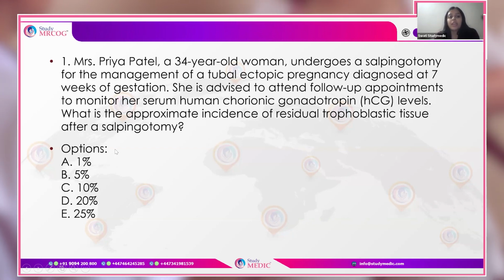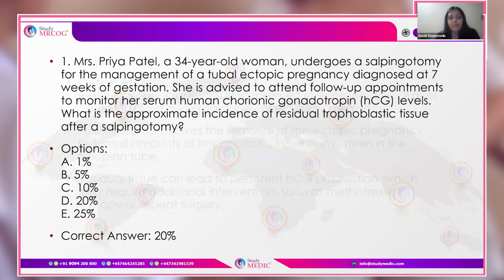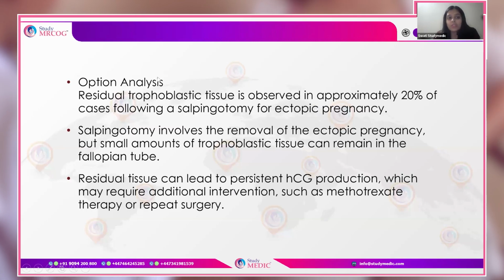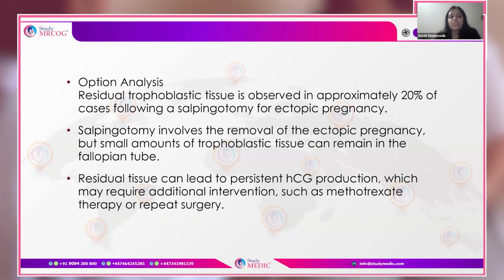So here, if we remember just few important percentages, we would be able to crack the correct answer. So as given in the GTG and NICE guidelines, the correct answer for this question is 20%. That is 1 in 5. Let's analyze the options. So residual trophoblastic tissue is observed in approximately 20% of cases following a salpingotomy for ectopic.